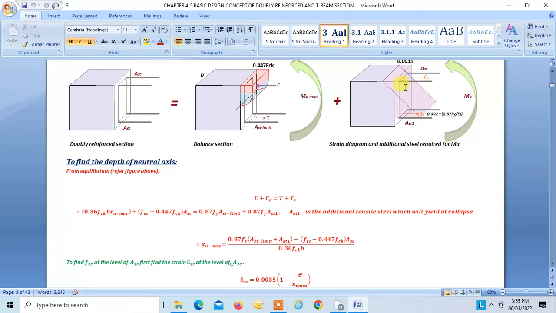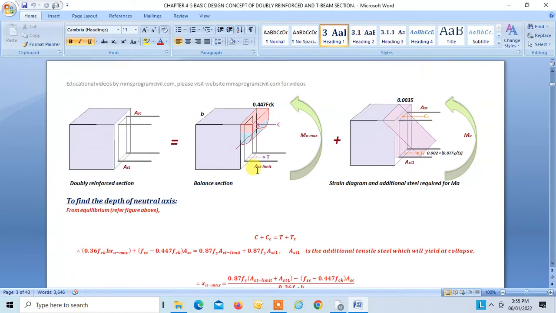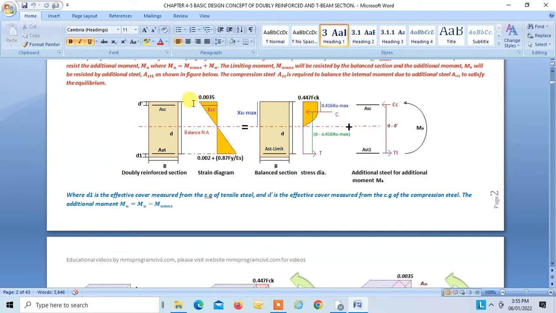FSC is the stress in the steel at the level of the compression steel. So for that, first you have to find the strain at this level, right? So we know this is the strain diagram. The maximum strain at the top is 0.0035, and the strain at the level of steel is 0.002 plus 0.87 fy by Es, right? So you can find the strain at the level of ASC by the principle of similar triangles.